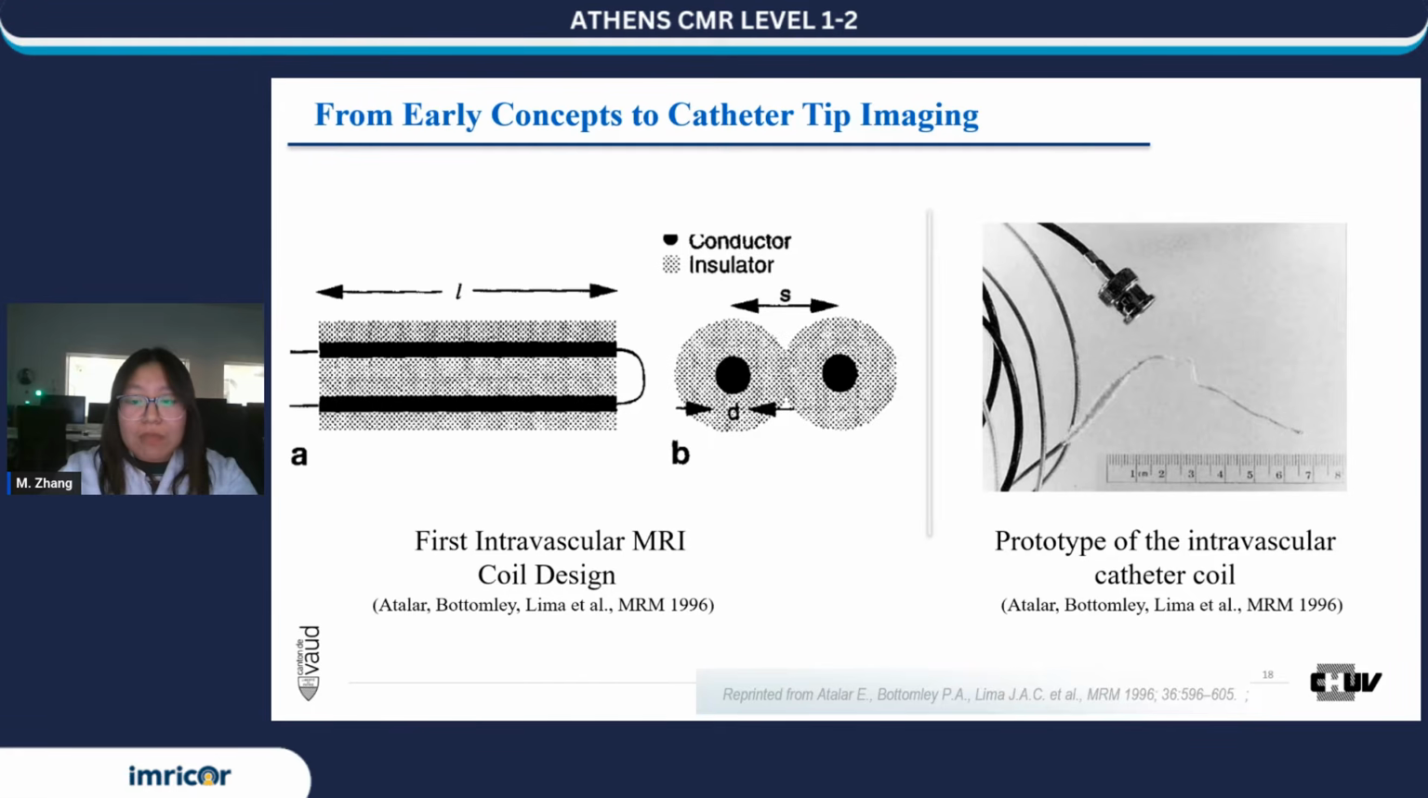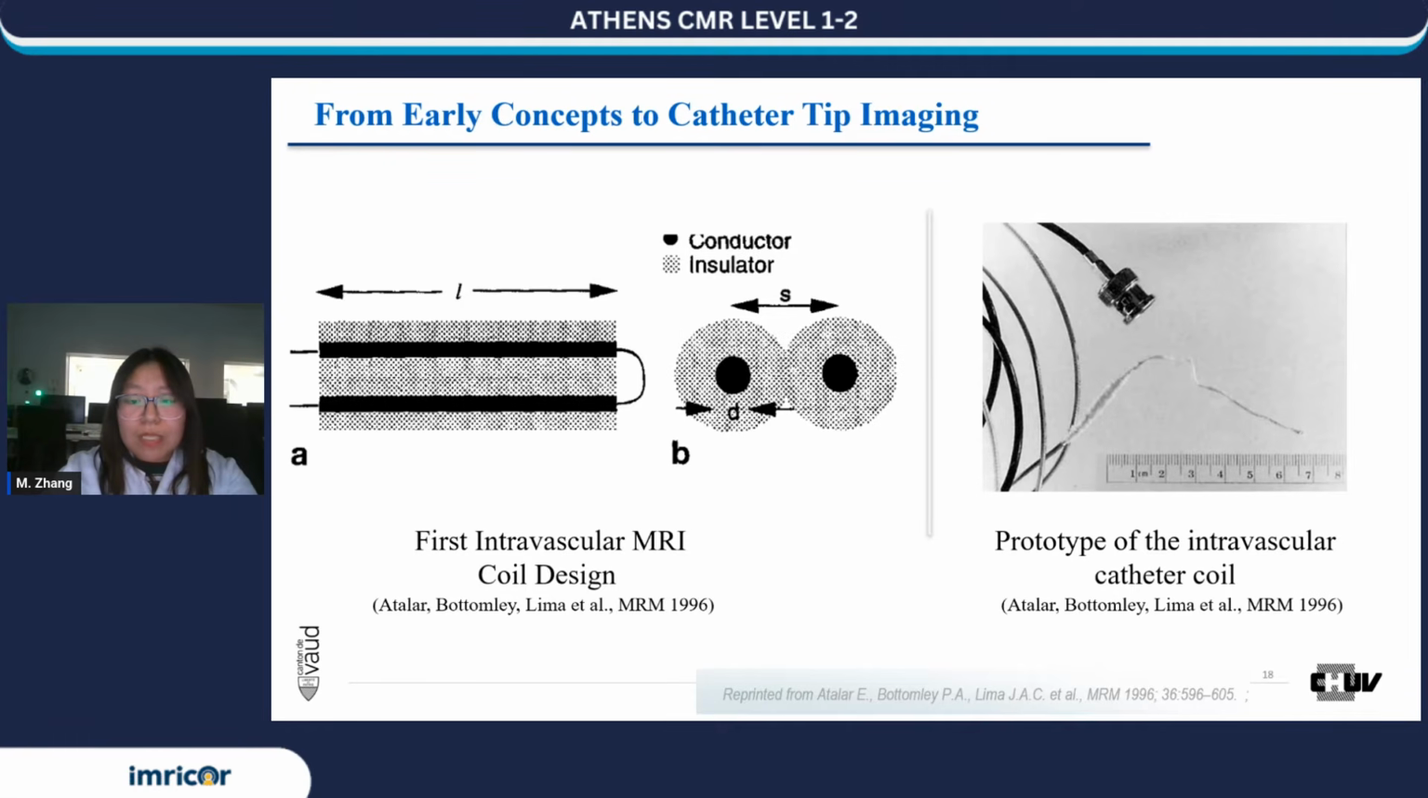As shown in the left image, this clever design from Lima's group was the first attempt to integrate an MR coil into a catheter. On the right is the actual prototype they built in 1996. It allowed them to place a receiver directly inside the vessel, which was revolutionary at that time. But the imaging performance was still limited by the technology back then.